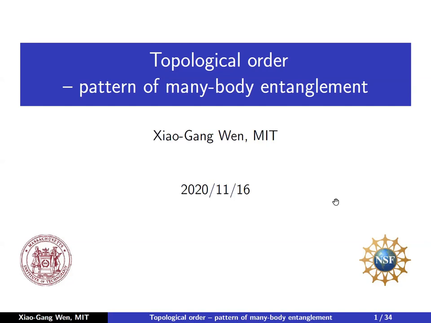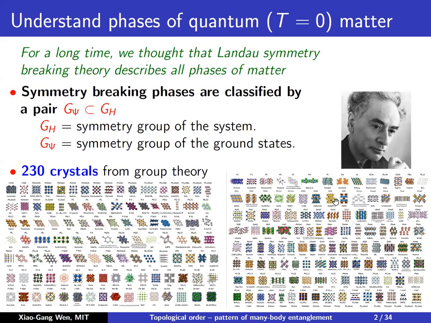Okay, so we know that we in condensed matter study all kinds of materials, and those materials can have different phases, and we would like to have a general understanding of phases because we have so many of them, and we want to see why we have so many phase transitions that give rise to this rich set of phases of matter. And for a long time, we thought Landau symmetry breaking theory is a cornerstone, a fundamental insight to understand phases.